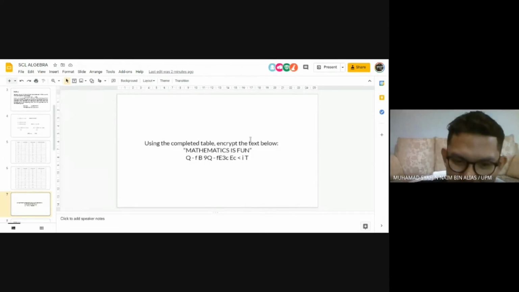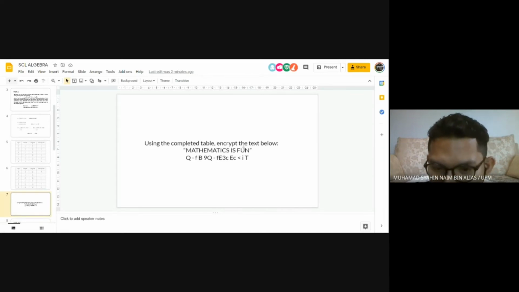So the task is to find, using the completed table, the encryption of the text below, which is "mathematics is fun." Based on the ciphertext sign that we get from the ASCII table, we can compute "mathematics is fun."